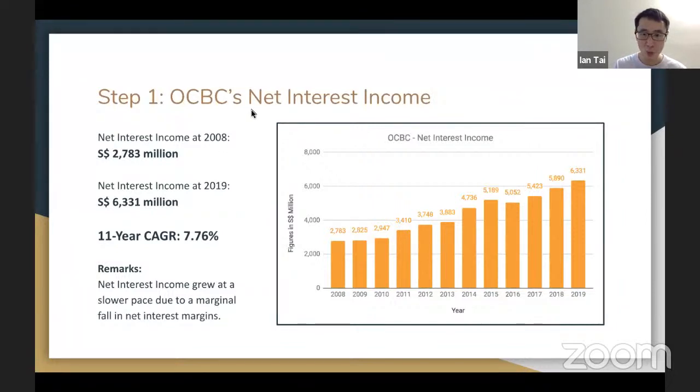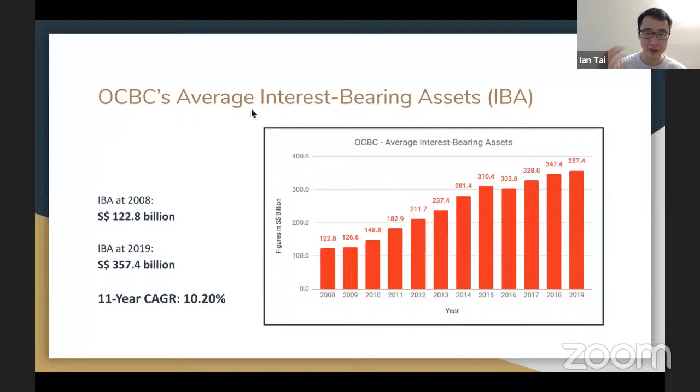And why is that so? If you want your net interest income to increase, you must have an increase in the interest-bearing assets. So interest-bearing assets will include two things. The first one is the loan portfolio. That means how many loans, advances, or financing they have disbursed to its borrowers. So if you have more lending activities going out like this, then of course you're going to get more interest income.